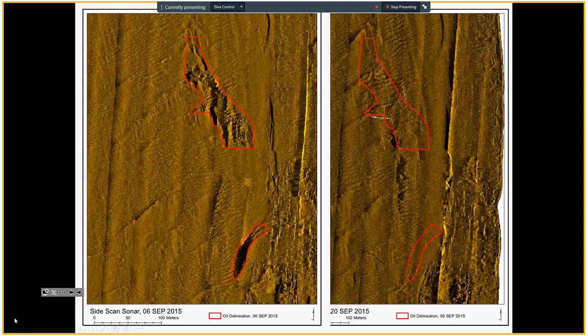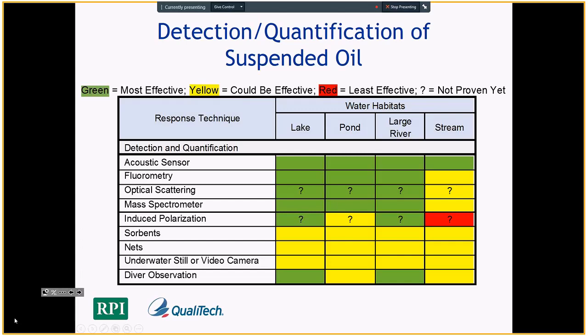And some of this oil moved, and they've been seeing this enough. You see some movement and some burial. So this was a little bit closer to shore, a little bit closer to the south end of the river. So there are a lot of tools for trying to figure out where it is.